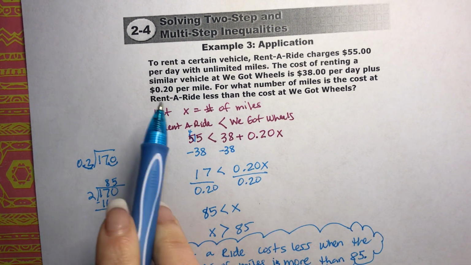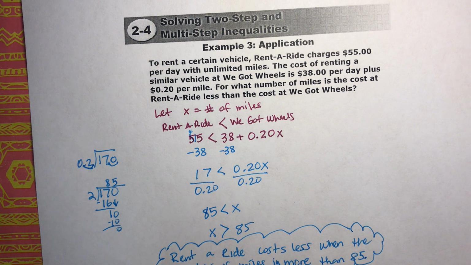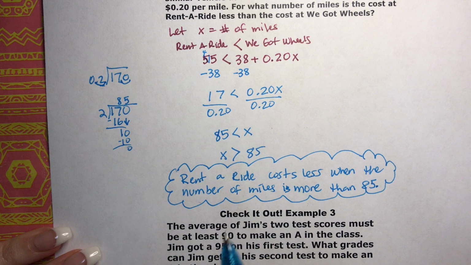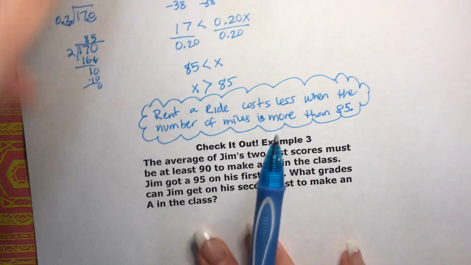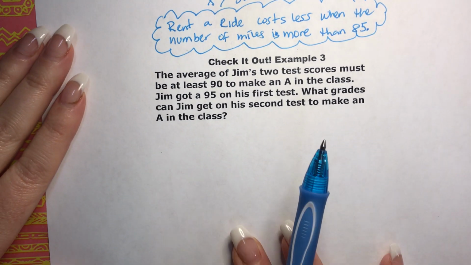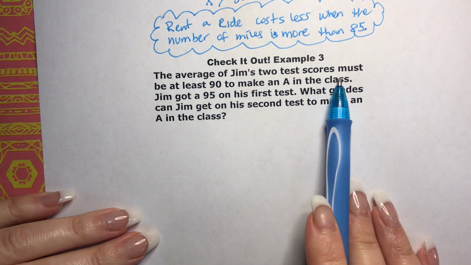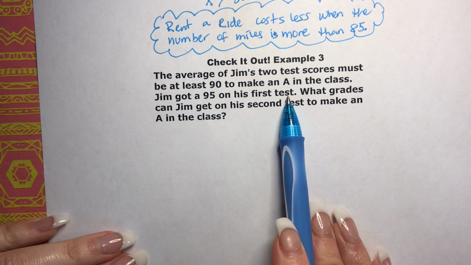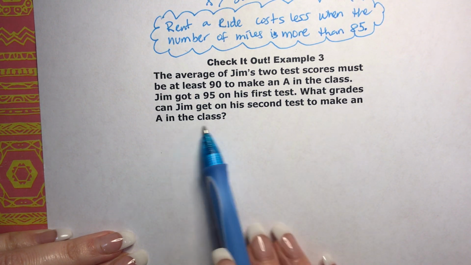So we defined our variable, we wrote our inequality, we solved it, and then we interpreted our results. So that's important that you do that and write down your answer in a complete sentence when you're dealing with a story problem. Okay, let's go ahead and look at the next example. It says the average of Jim's 2 test scores must be at least 90 to make an A in the class. Jim got a 95 on his first test. What grades can Jim get on his second test to make an A in the class?